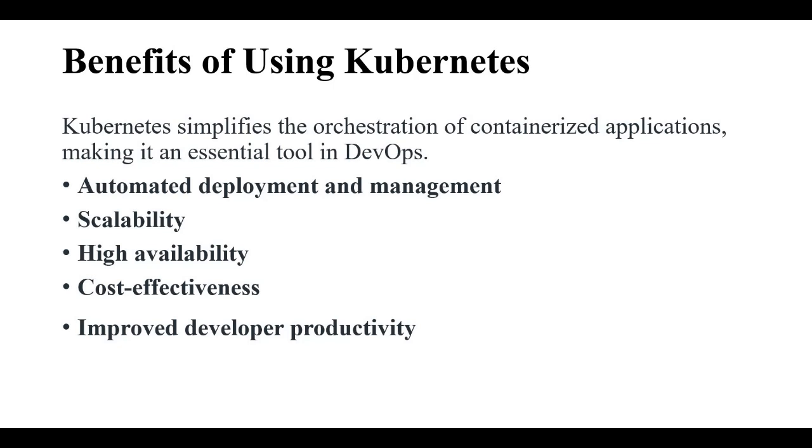The next is cost effectiveness. If there is unnecessary use of infrastructure, the cost will also increase. Kubernetes will help you to reduce resource utilization and control the over-provisioning of infrastructure. Next is improving developer productivity. Developers can concentrate more on the deploying part. Kubernetes will reduce the effort of deploying the application.